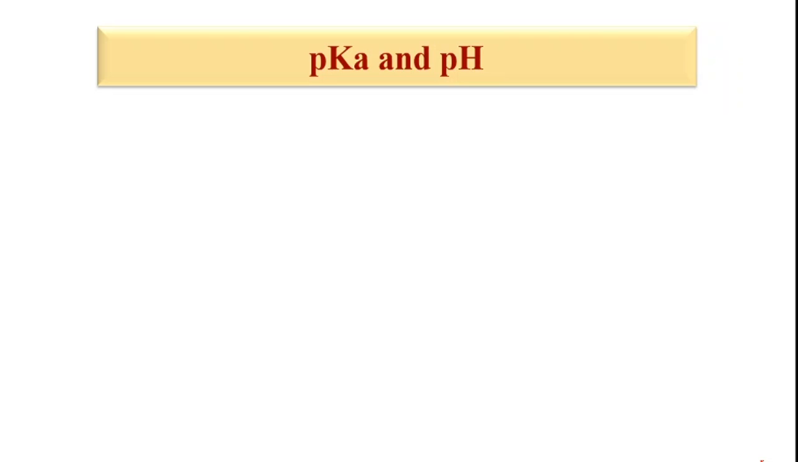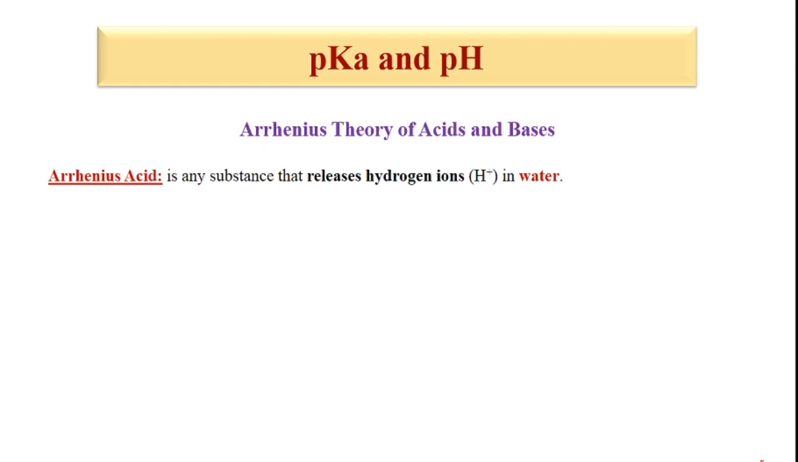So before going for pKa and pH, we will first revise some important theories of acids and bases. The first important theory for defining acids and bases is the Arrhenius theory. According to this theory, an Arrhenius acid is any substance that releases hydrogen ions in water. This means Arrhenius theory is related to the dissociation of acid in water, in aqueous solution.